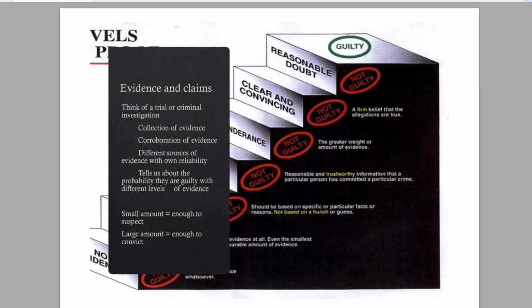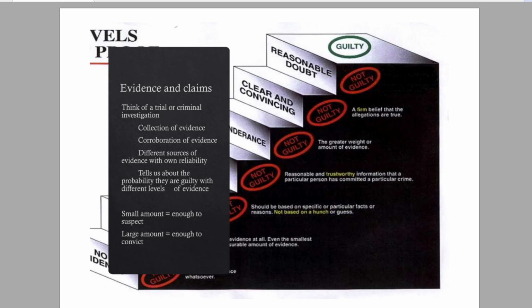So we know that witness testimony is not that reliable. DNA has a lower chance of error depending on how it was collected. And so all those things can tell you how those sources are given weight or reliability. And then it tells us about the probability that they are guilty with different levels of evidence. So a small amount of evidence might be enough to suspect. A large amount of evidence would be enough to convict, right?